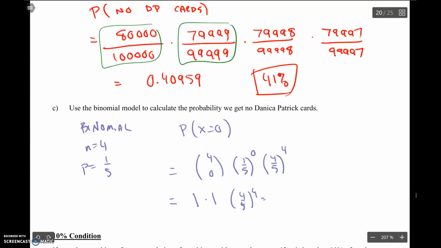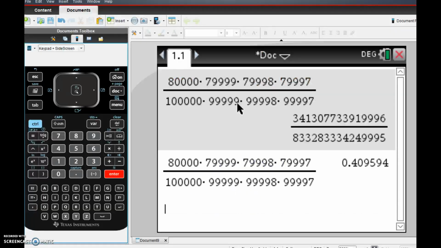And that should kind of make sense. This is 4/5. But instead of just this slight change each time, it's just 4/5 times 4/5 times 4/5. So let's take parenthesis 4/5 raised to the 4th power.